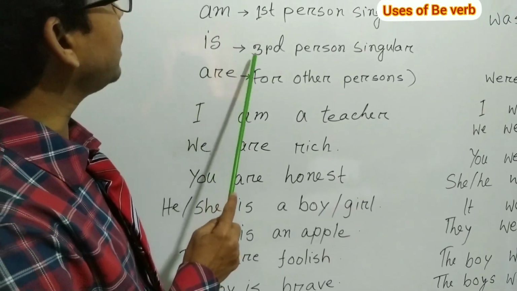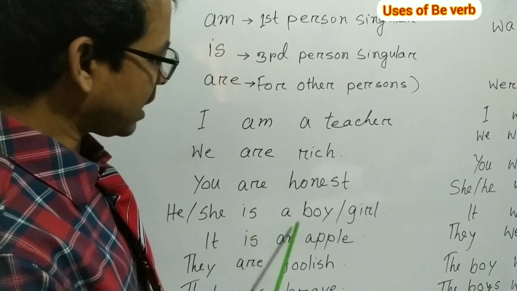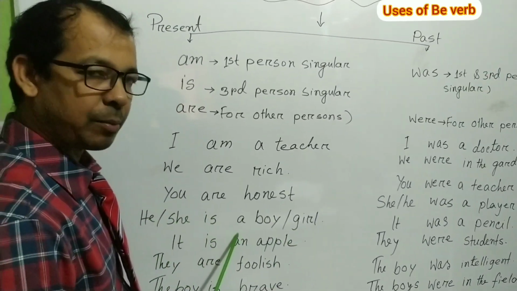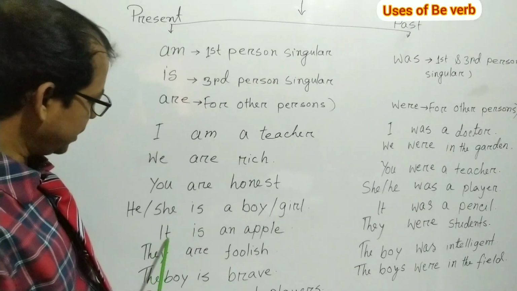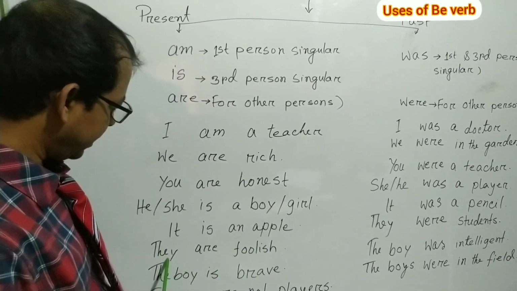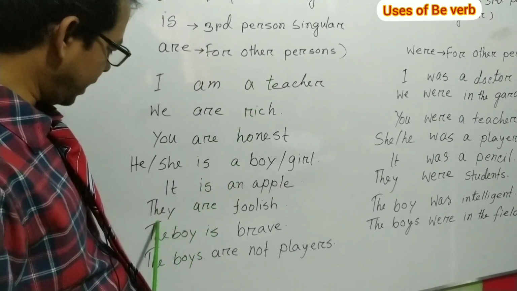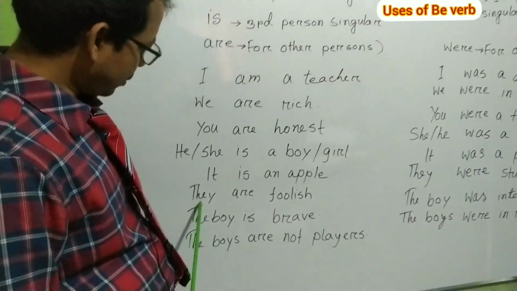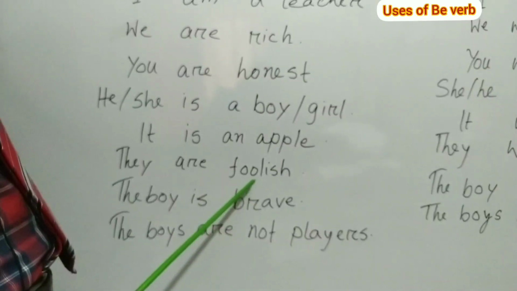Here is written third person singular number is. So he, she is a boy or girl. She is a girl or he is a boy. For it, it is third person singular number, so it is an apple. They, third person plural. Here is written for other person, that means they is other person. So they are, here is written are, they are foolish.